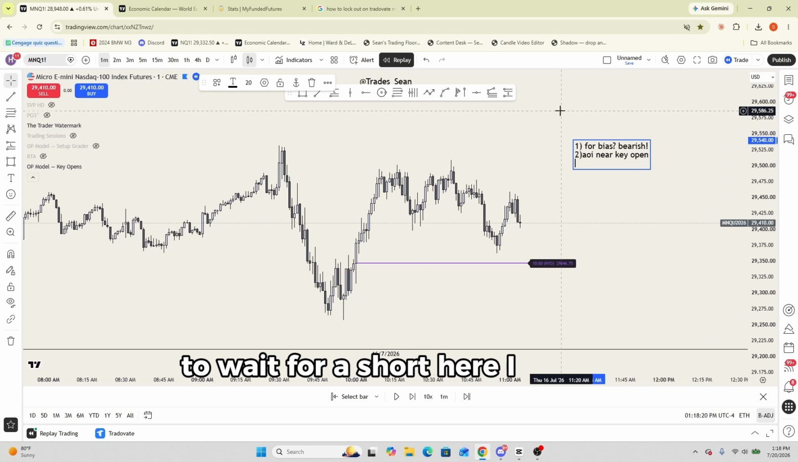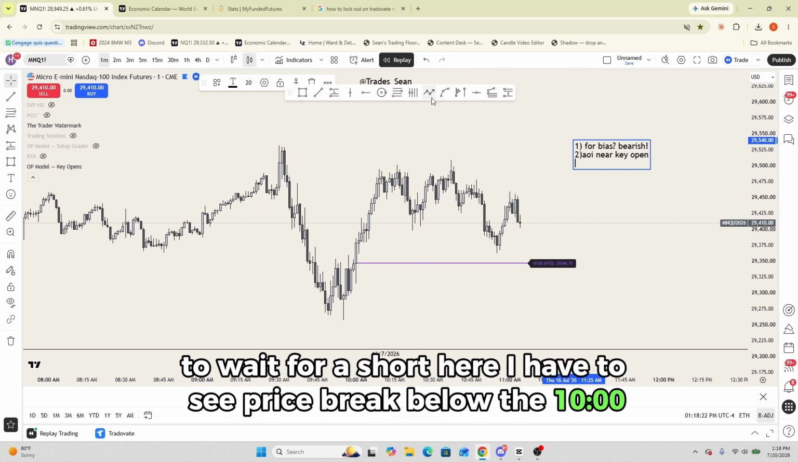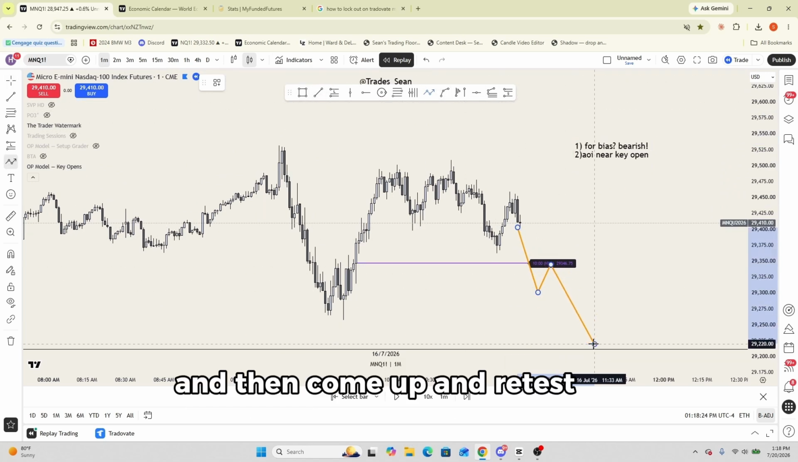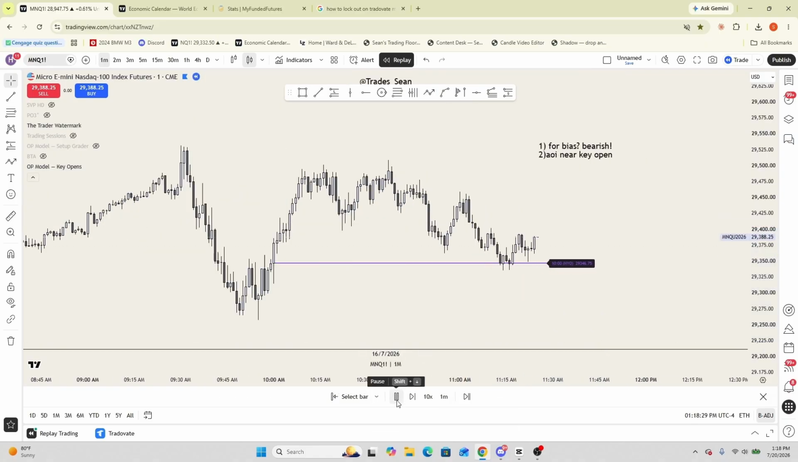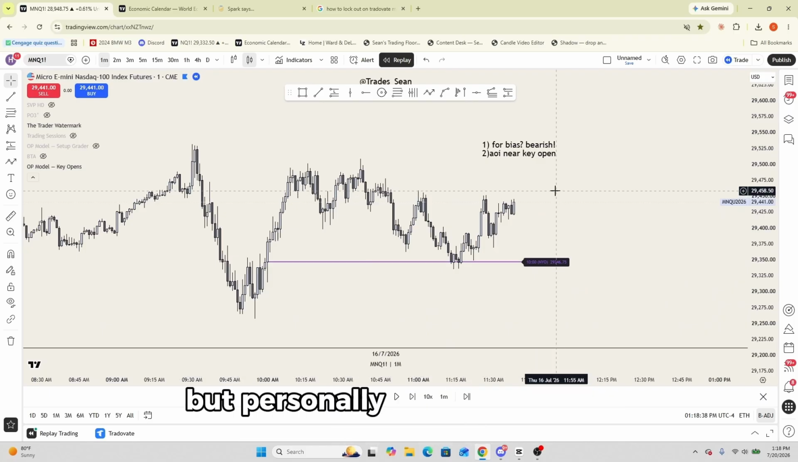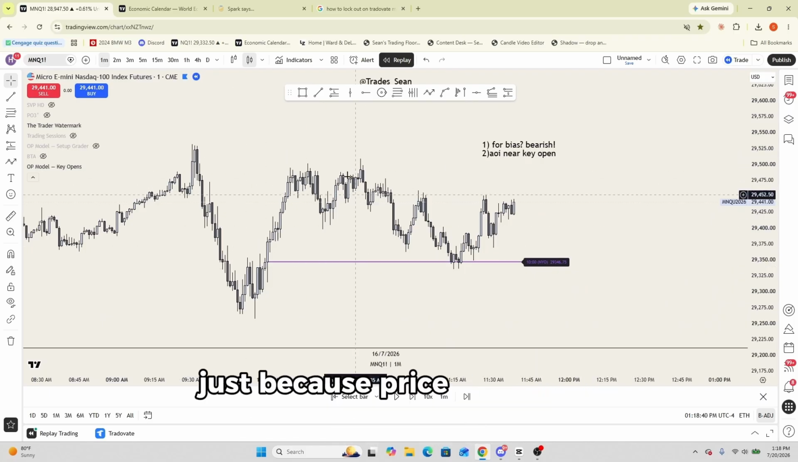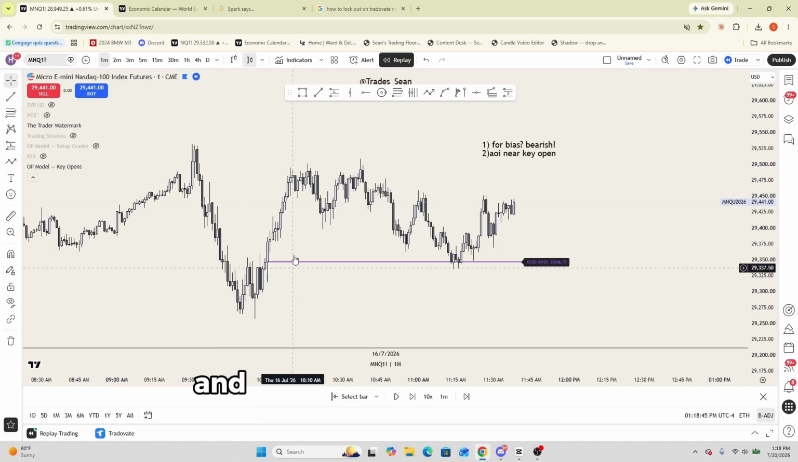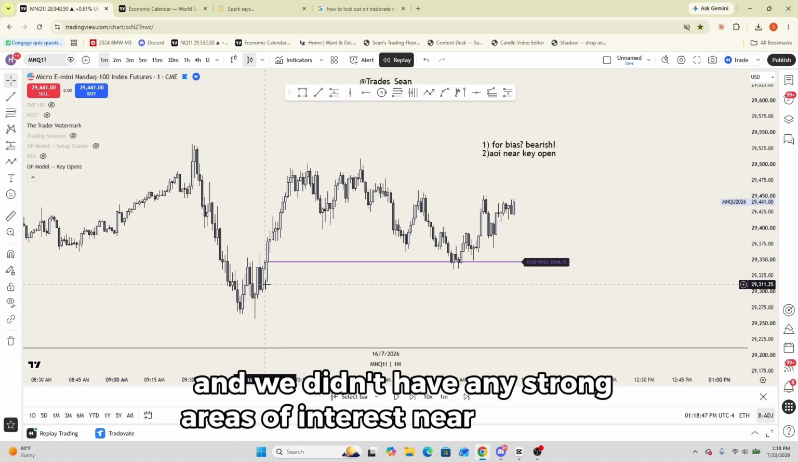To wait for a short here, I have to see price break below the 10 a.m. and then come up and retest it to continue down. As you can see here, we did have a bounce off of 10 a.m. back to the upside, but personally, I faded this trade just because price was slowly chopping back down and we didn't have any strong areas of interest near our 10 a.m.